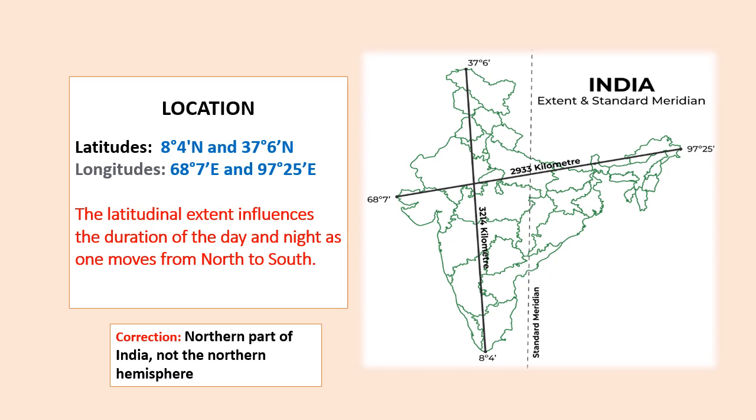So questions may come like, what is the influence of the latitudinal extent of our country? Then it may be, why is there a difference in the duration of day and night as one moves from north to south? Or why is the difference between the duration of day and night hardly felt in Kanyakumari but not so in Kashmir? Right? Questions may be of this type. So what will be the answer for such a question?